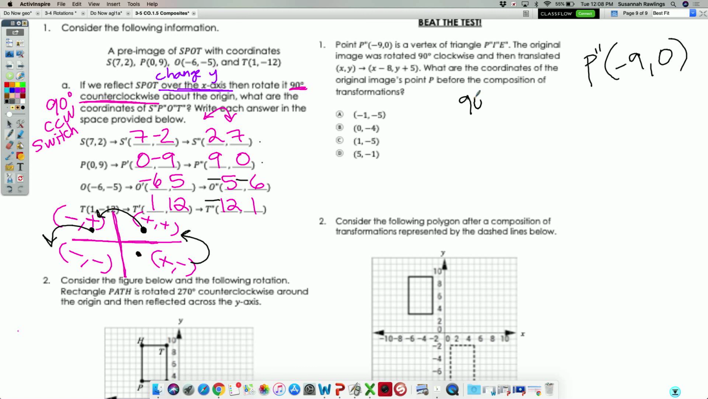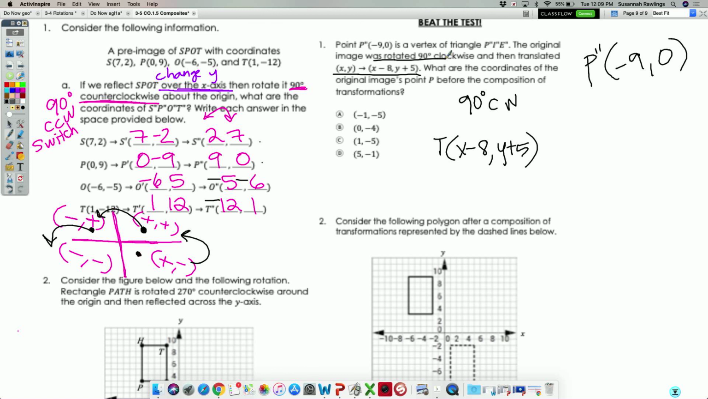So 90 degrees clockwise, not counterclockwise, clockwise. And then also I had a translation: x minus 8, y plus 5. You could also just underline these things. I'm just pulling out the important information. Okay, I'm kind of just making this word problem a little bit easier.